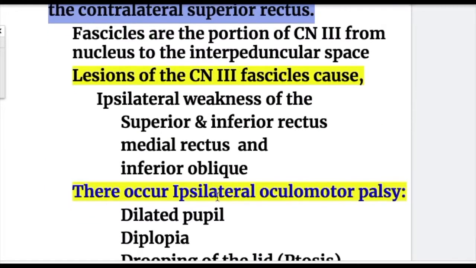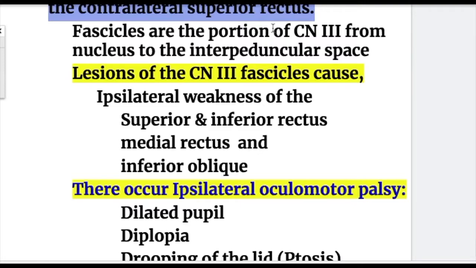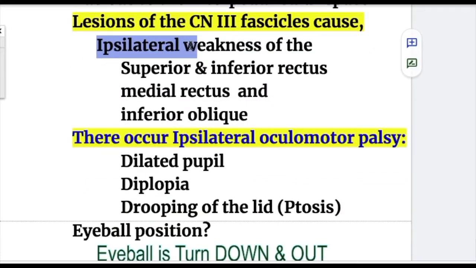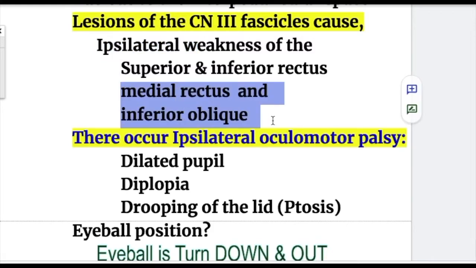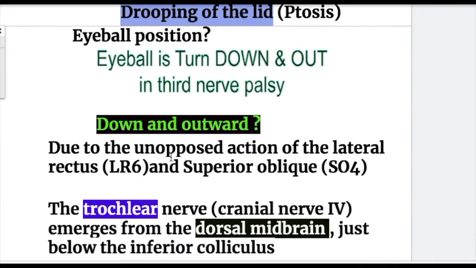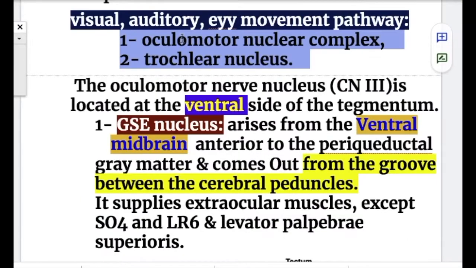As I already mentioned, fascicles are the portion of the nerve fibers from the nucleus to the interpeduncular space. The lesions of the fascicle cause ipsilateral weakness of the superior rectus, inferior rectus, medial rectus, and inferior oblique muscle, which it supplies. So the results of ipsilateral oculomotor palsy are dilated pupil, diplopia, and drooping of the lid. And what's the position of the eye in the third nerve palsy? Eye is turned down and out. Why? Because of the unopposed actions of the lateral rectus and superior oblique muscle.